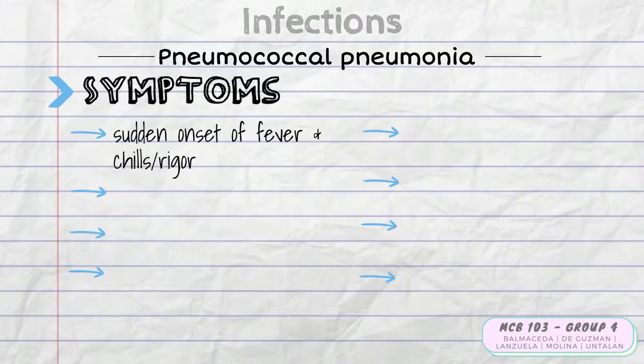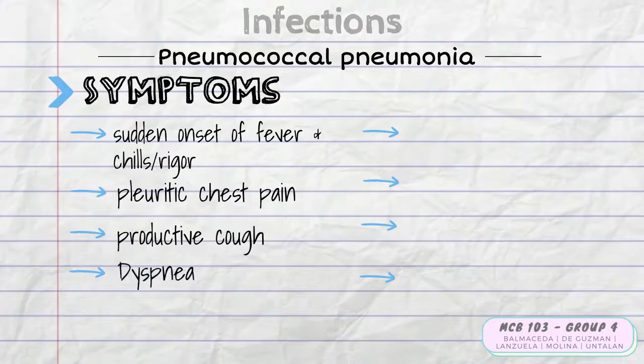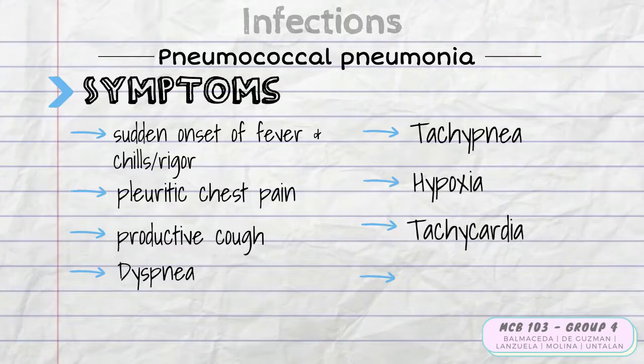Other clinical features include pleuritic chest pain, which is the sudden and intense pain in the chest during breathing, productive cough, wherein the cough produces mucopurulent discharge containing both mucus and pus, dyspnea or shortness of breath, tachypnea, which is rapid breathing, hypoxia, tachycardia, characterized by having a rapid heart rate, and malaise, a general feeling of discomfort or uneasiness.